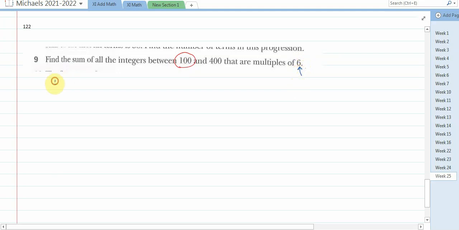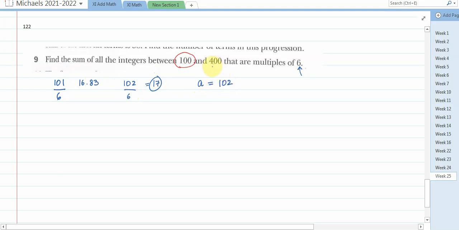So let's start with 101 divided by 6. When you calculate, you must get an integer. So 101 divided by 6 gives you the value of 16.83, which is not an integer. Again, 102 divided by 6. So 102 divided by 6, it's 17. You got your integer, right? That means the first value A is 102.